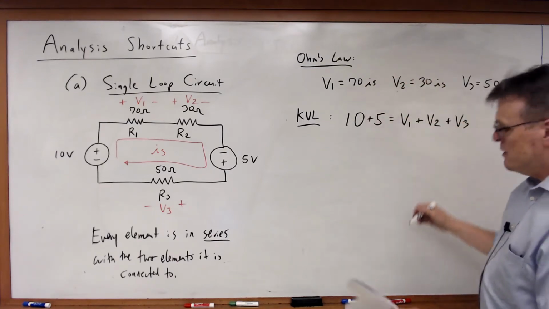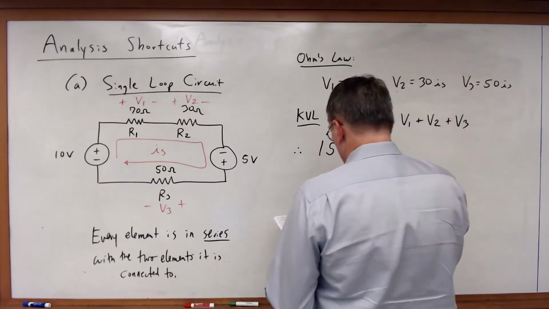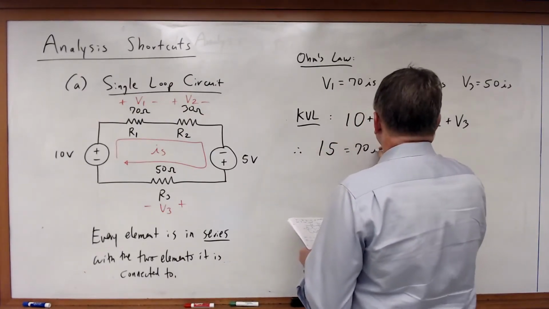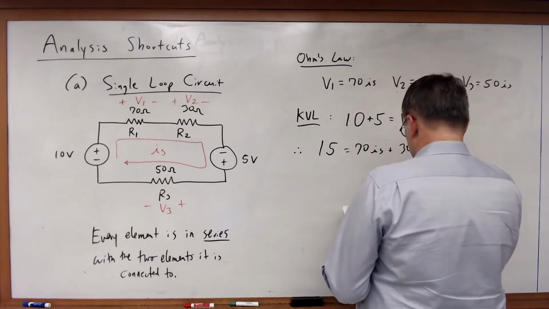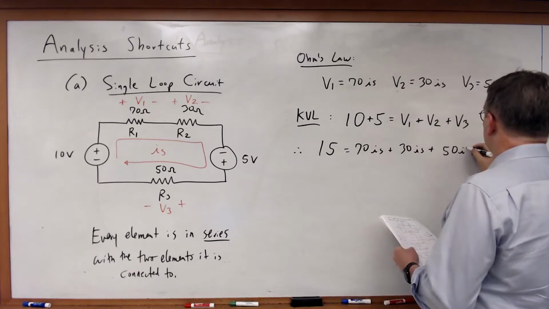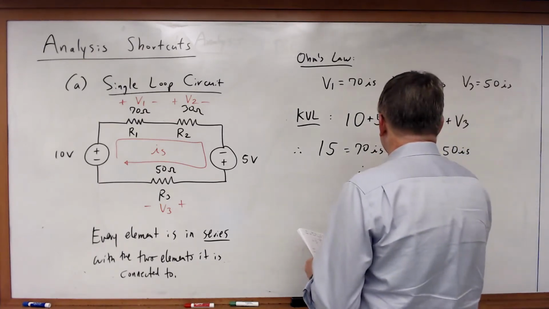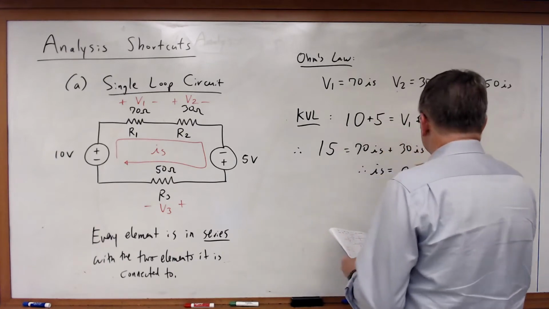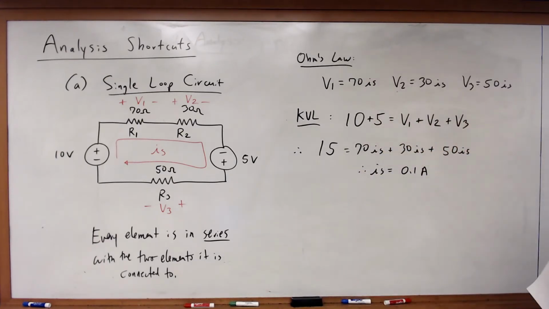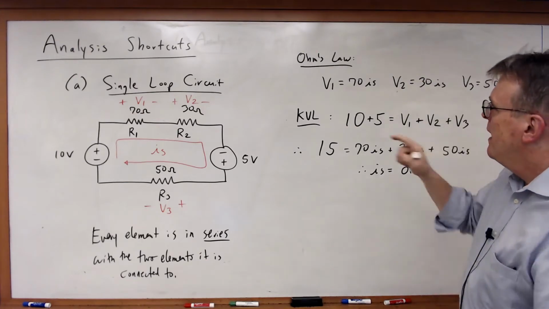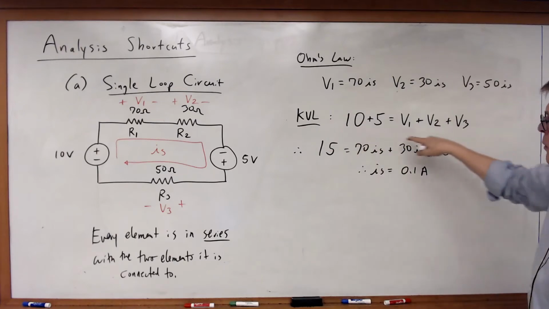I can substitute, and what I will get is that 15 is equal to 70 times IS plus 30 times IS plus 50 times IS. Solve this, and what I get is that IS is equal to 0.1 amps. Now I want to point something out here. Here's Ohm's law, here's KVL. What is that equation I just wrote?